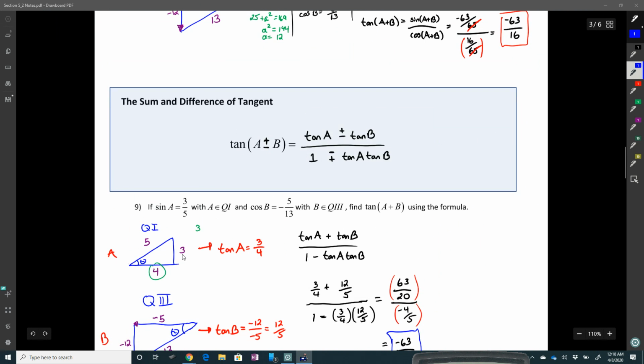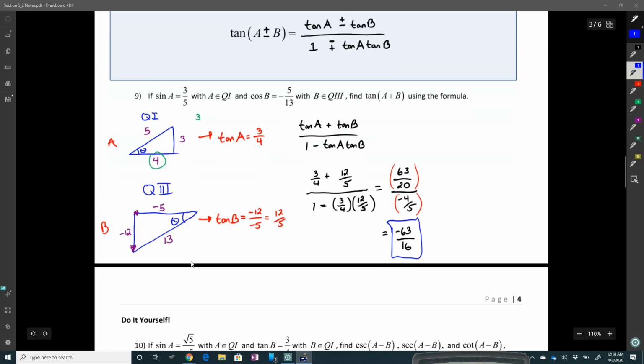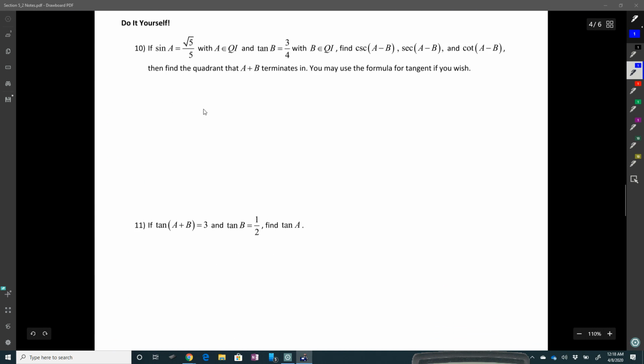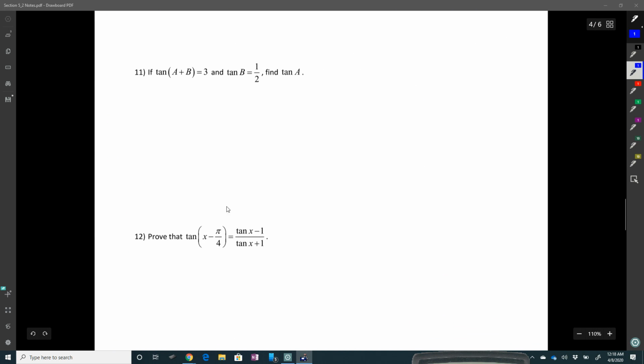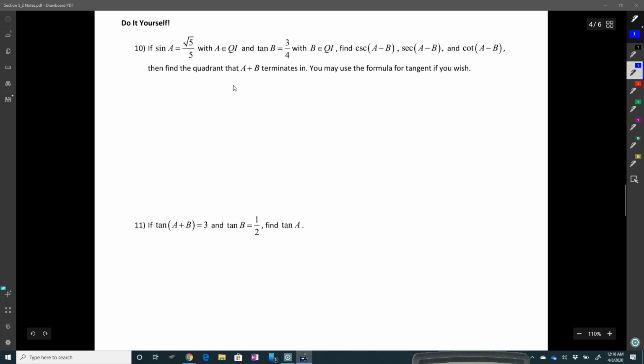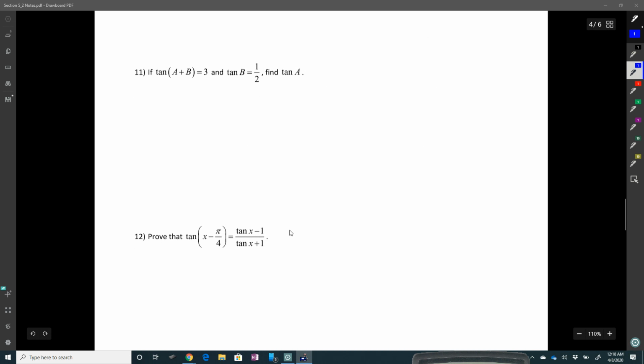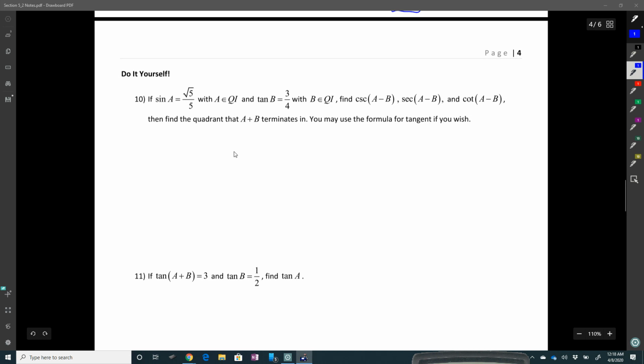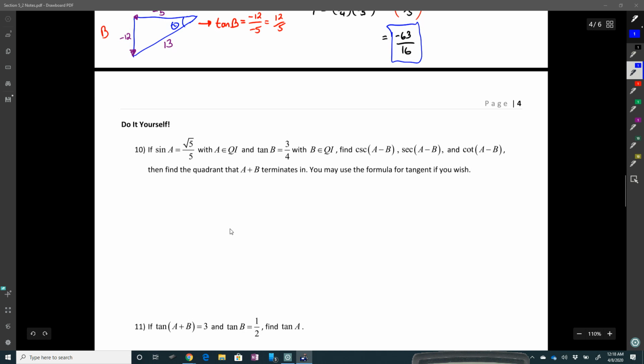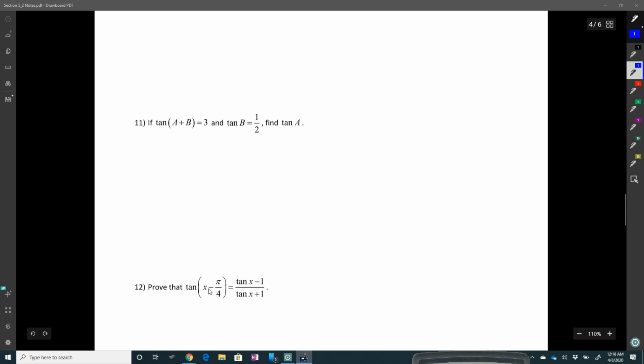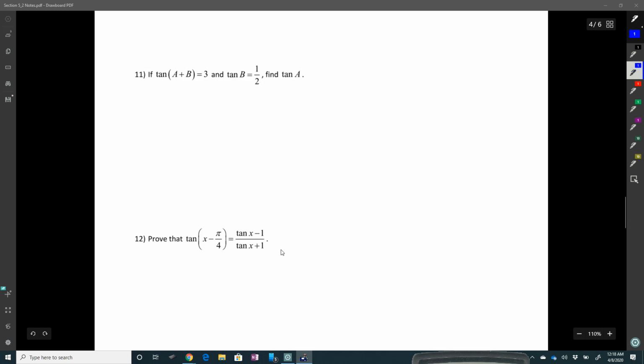Good stuff. So on the next page, what I want you to do again is do it yourself. Do number 10, number 11, number 12. 10's just like we did. 11 and 12 are a little different, but hopefully if you're using your formulas correctly, they should be doable. They're not that bad.